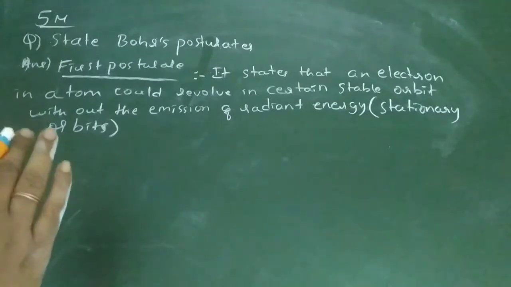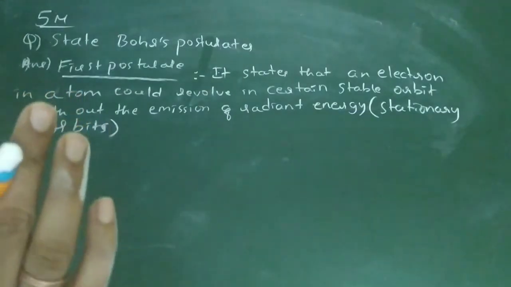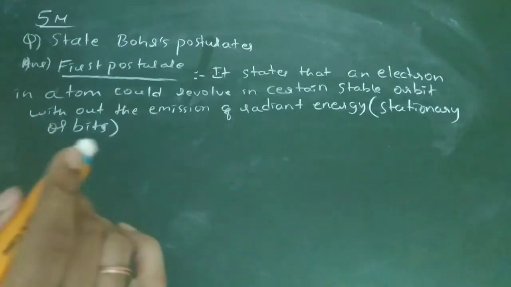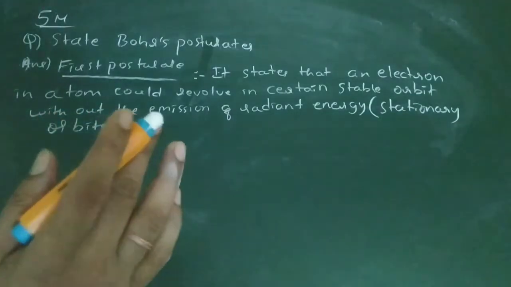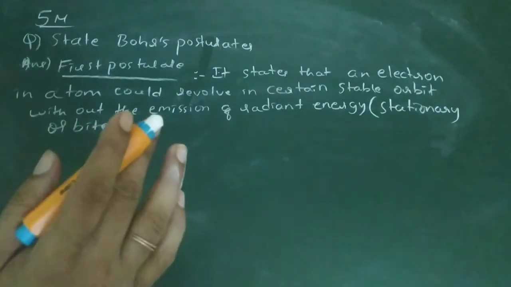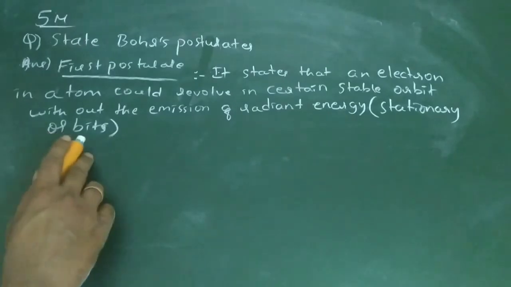Because for that purpose, Niels Bohr gave the first postulate. The electrons around the nucleus will not revolve in any given orbits. They will orbit in specific orbits, which we call stationary orbits. Why do we call them stationary orbits?